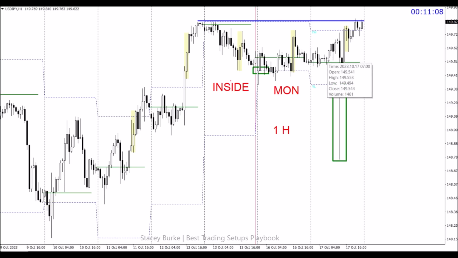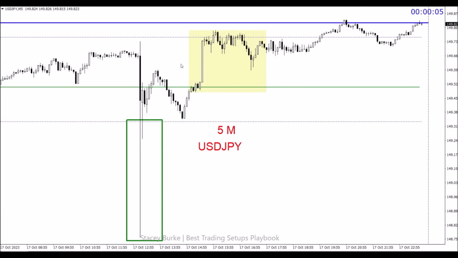Heading into our U.S. window, we had U.S. major red news at 8:30. After our major red news release, we're already at the high of the day, the high of the week, and this is a no best trade candidate for me. Again, large wick, volatility. We don't have a range established yet.